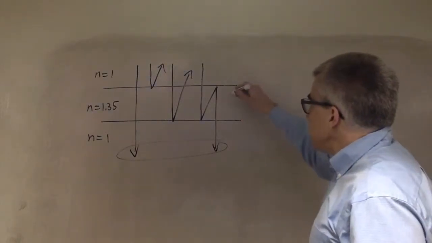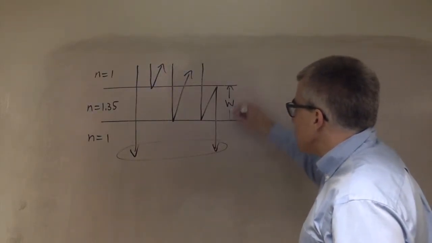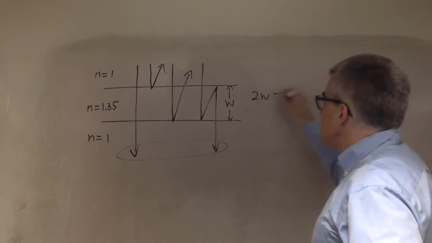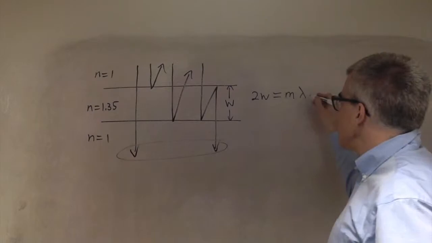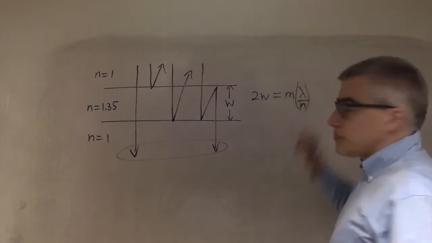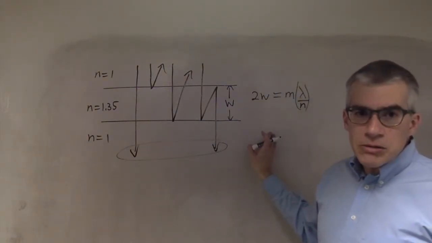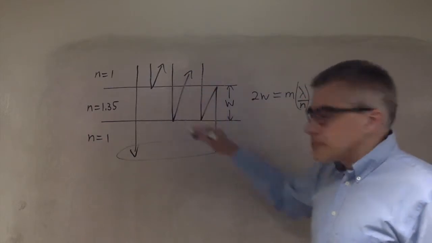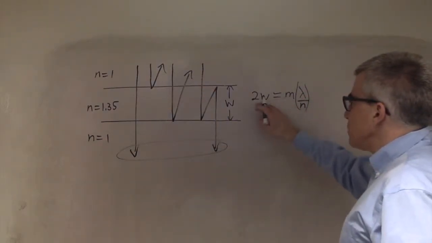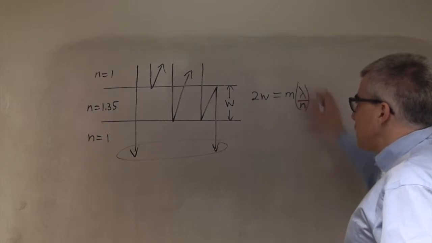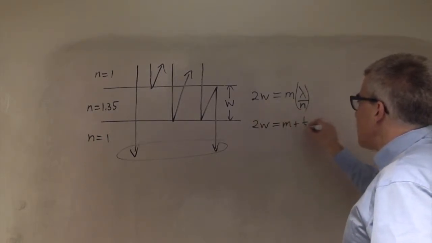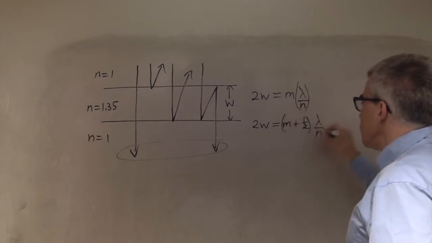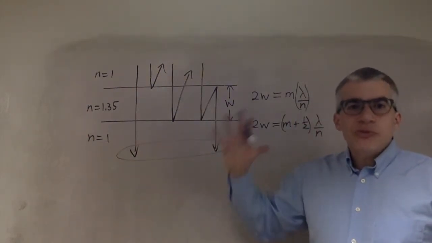It will either be, if this is a width W, 2 times the width equals m times the wavelength, and don't forget to shrink the wavelength for the index we're in. It's always the index in the middle, because that's where the extra path is. One of them is going to be 2W = mλ/n, and the other is going to be 2W = (m + 1/2)λ/n. And we want to know which is which.